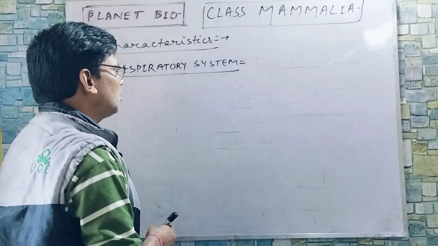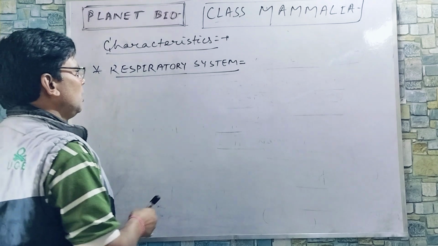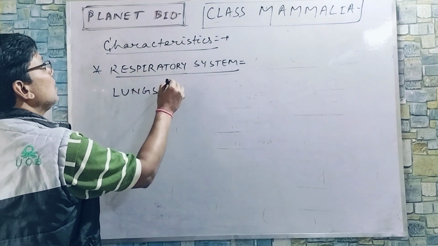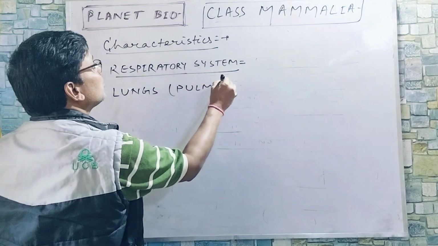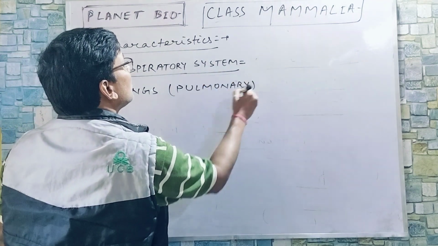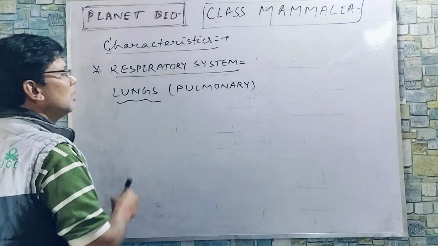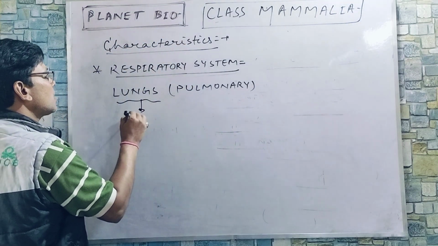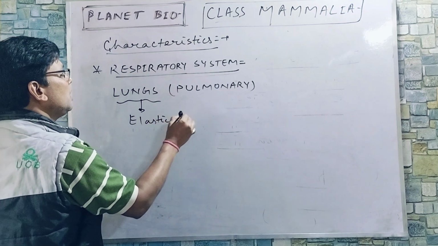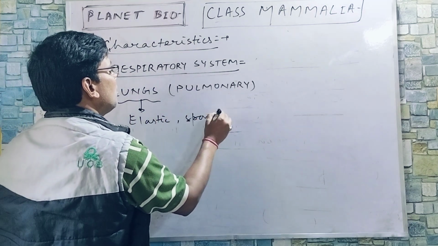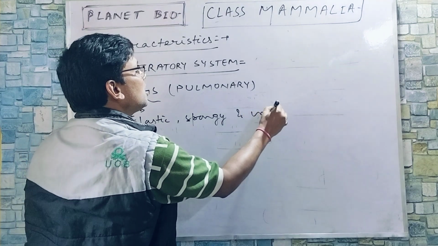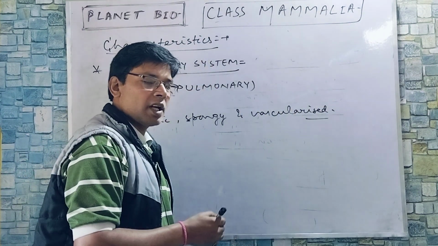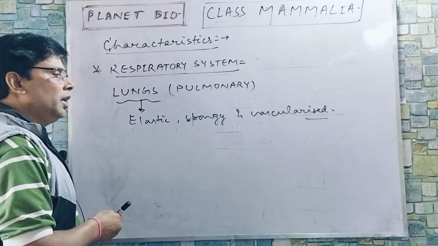Now respiratory system. Respiratory system includes lungs, means pulmonary respiration. Lungs are highly elastic, spongy and vascularized, means richly supplied with blood, and the units are alveoli which take part in gaseous exchange.